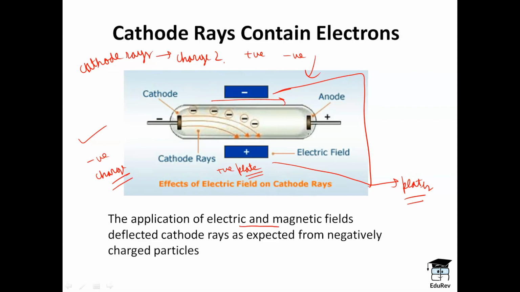The application of electric and magnetic fields deflected cathode rays as expected from negative charge particles. So the deflection was totally what was expected from negative charge particles. Hence, it was concluded that the cathode rays contain electrons.